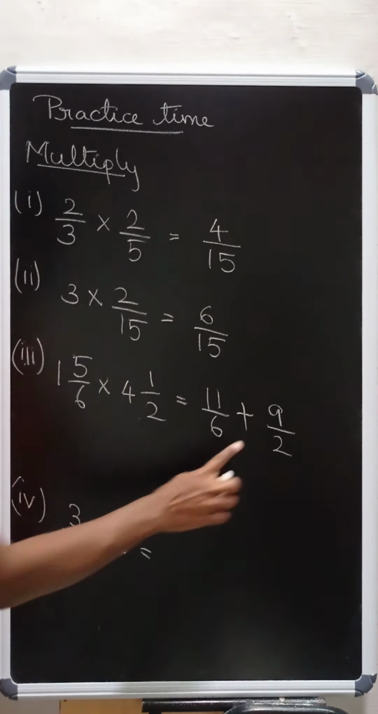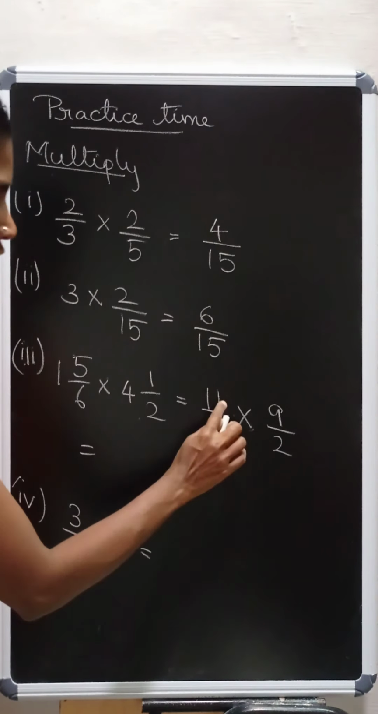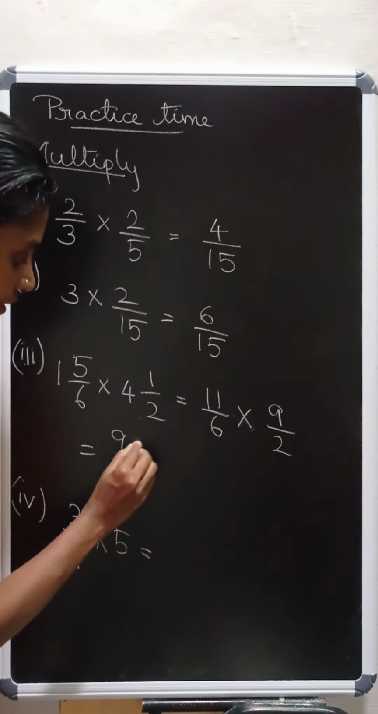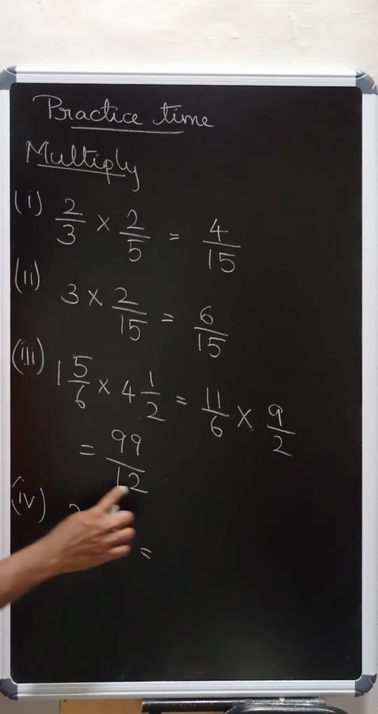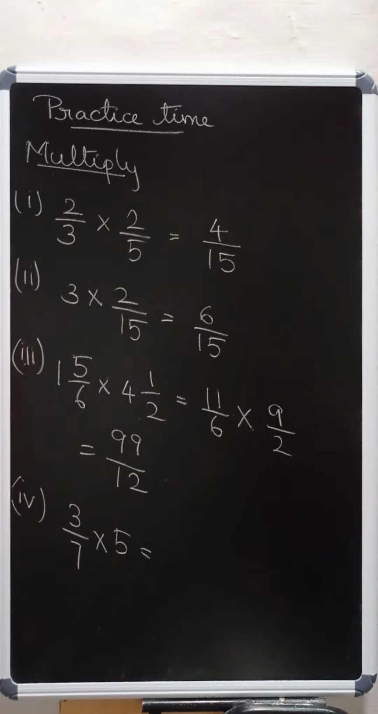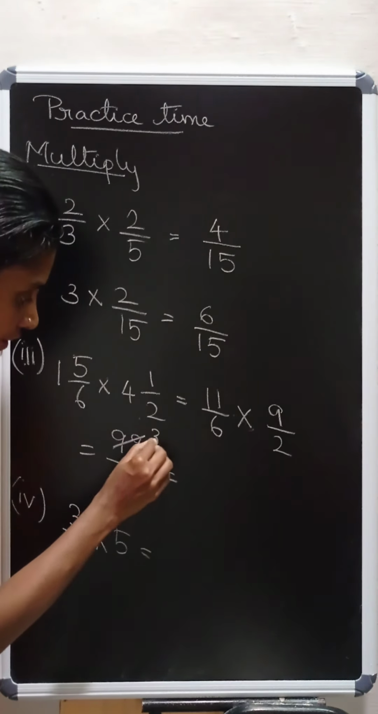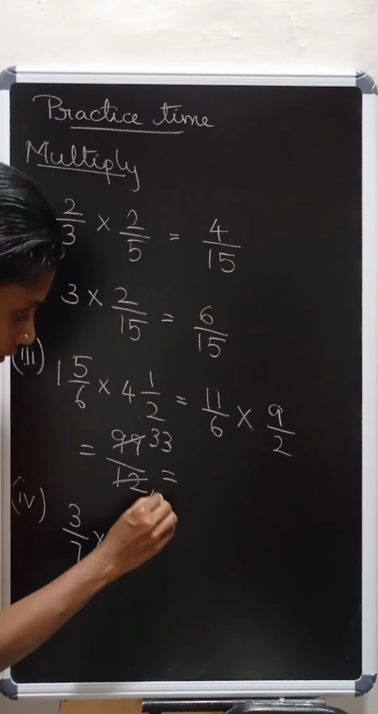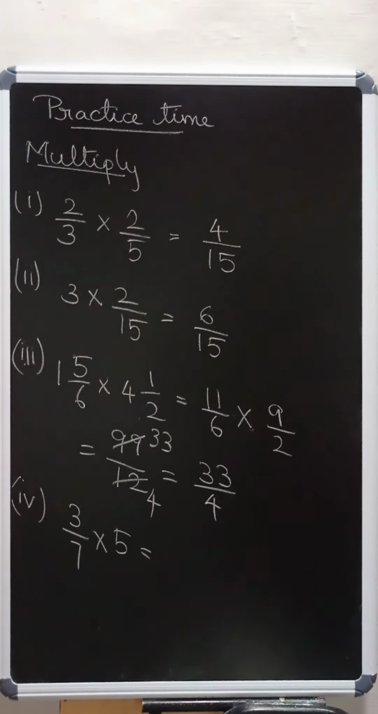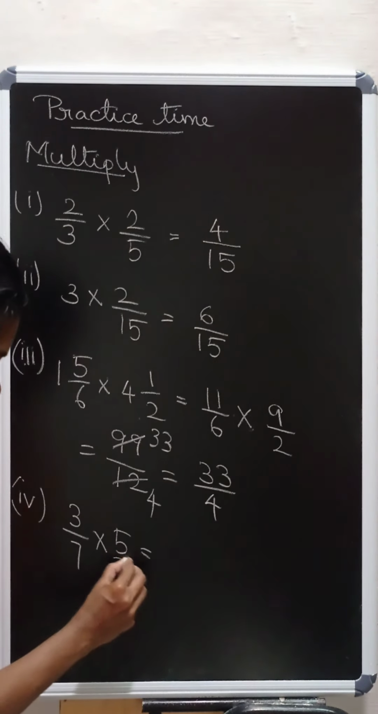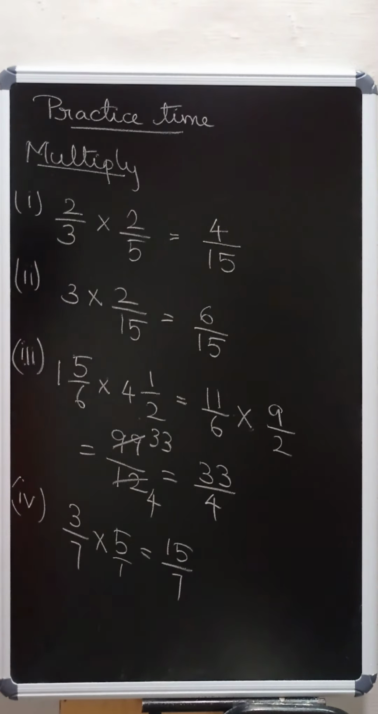So now multiplication. So 11 9s are 99. 6 2s are 12. So 99 by 12 is the answer. If you want you can cancel this. 3 3s are 9. 3 3s are 9. 3 4s are 12. So 33 by 4 here. This is divided by 1. So 3 5s are 15. 7 1s are 7.